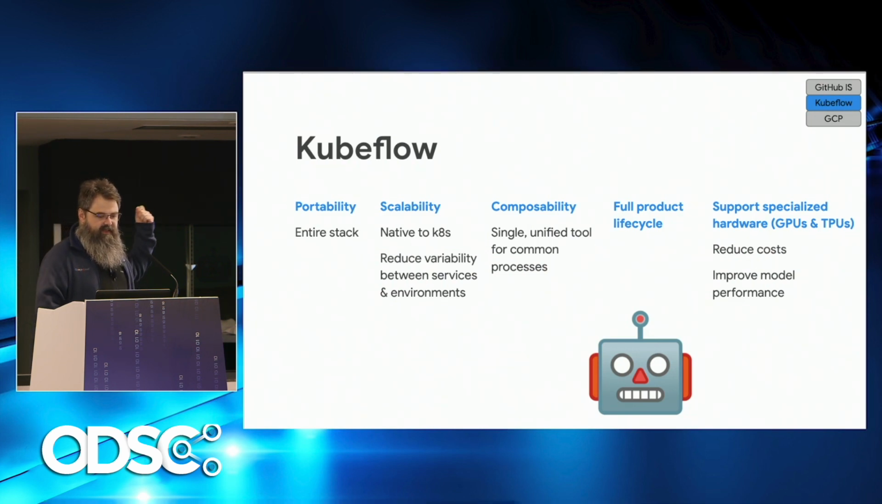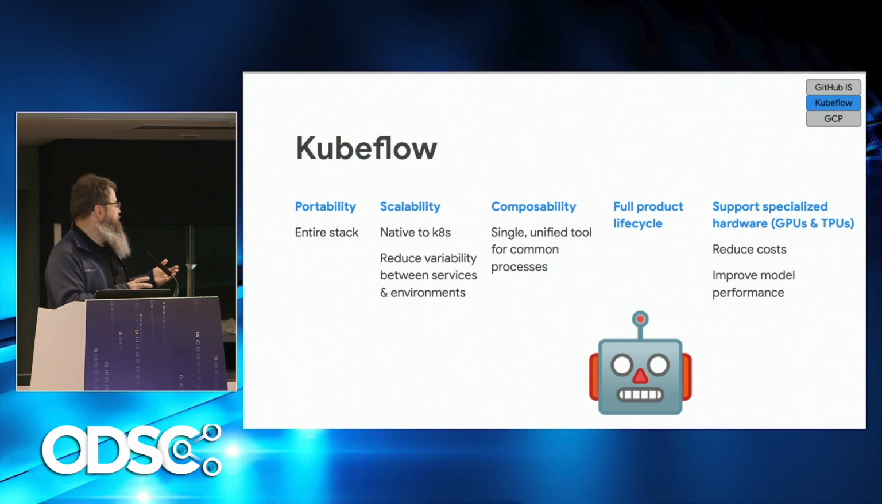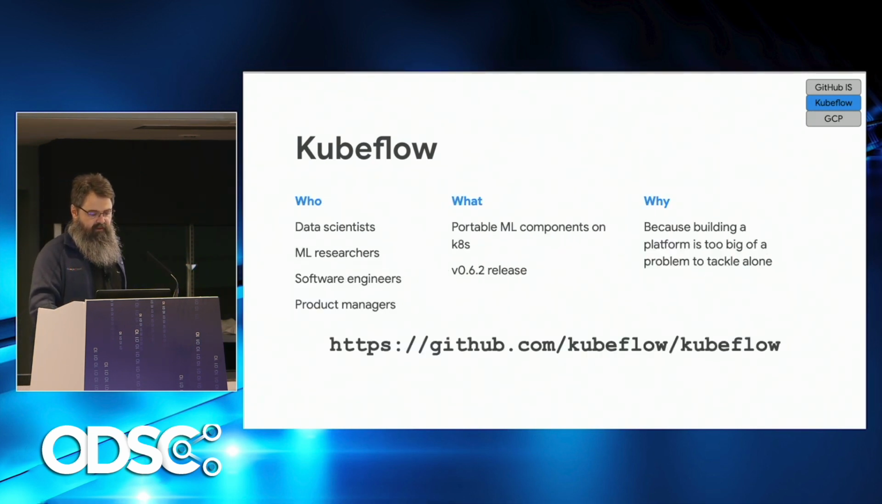So in Kubeflow, like I said, the entire stack is portable. So from the infrastructure to the model to the application, the scalability is embedded into Kubernetes, so you don't have to worry about that. You have one tool, Kubeflow Pipelines, to run all your machine learning process. You can do all your product lifecycle, so development, testing, production, and you can use specialized hardware, right? GPUs, TPUs. You just need to ask them to Kubernetes, and it's going to give them to you. So as I said, Kubeflow is intended to be for everyone.